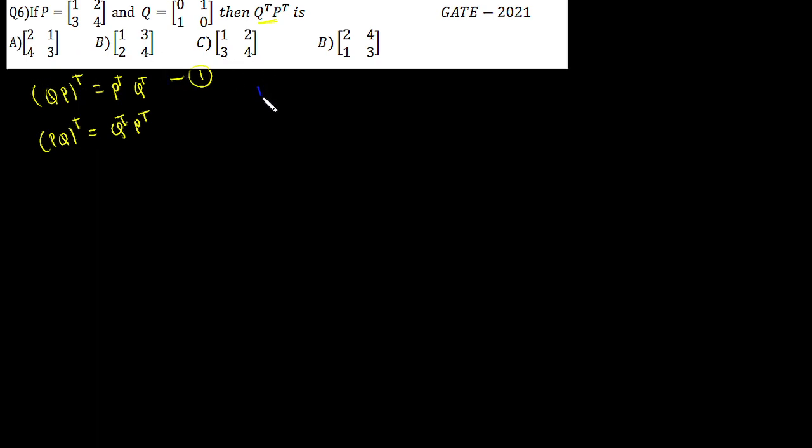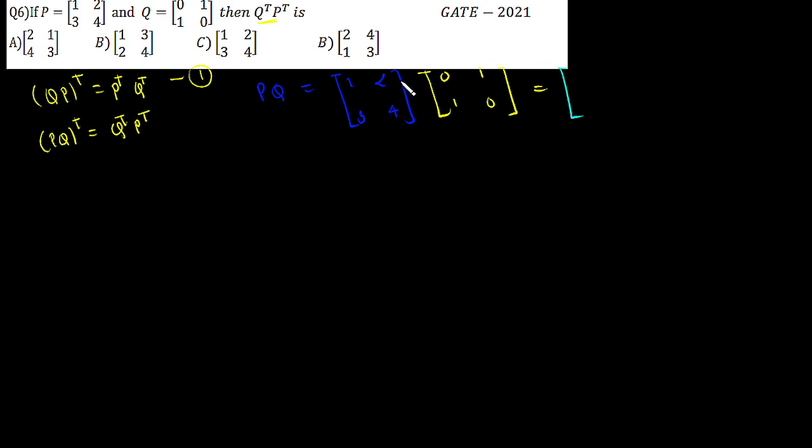So now let's do it here. Let's find the PQ matrix. The matrix P is 1, 2, 3, 4, and the matrix Q has the values 0, 1, 1, 0. Now let's find the resultant matrix after the multiplication.